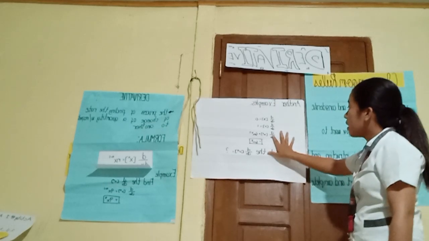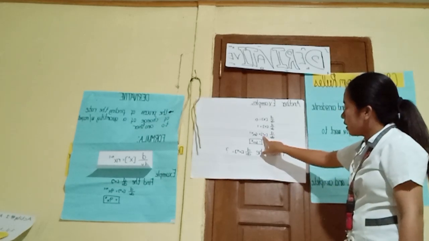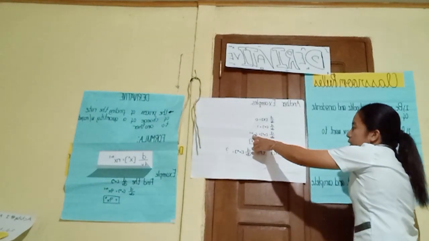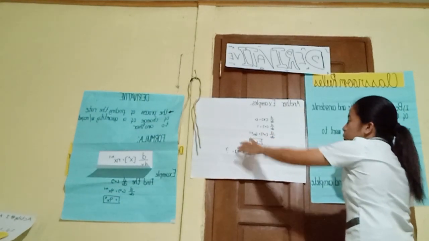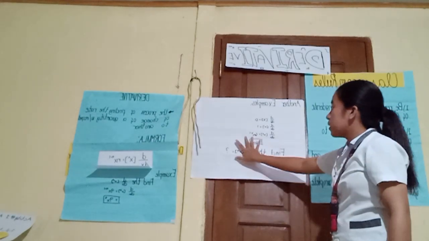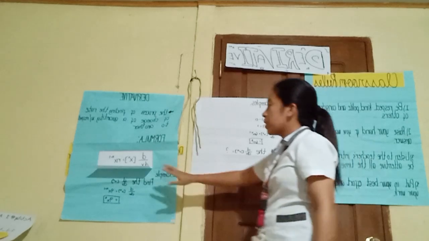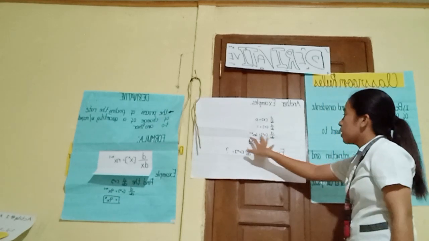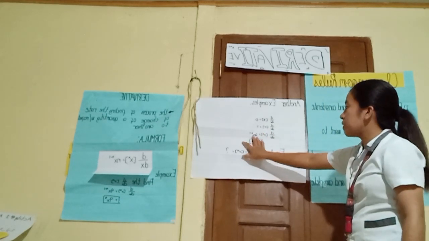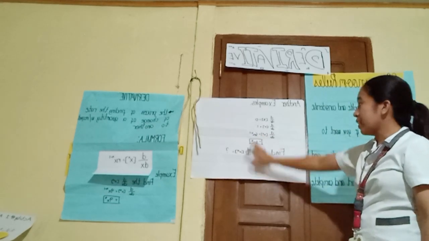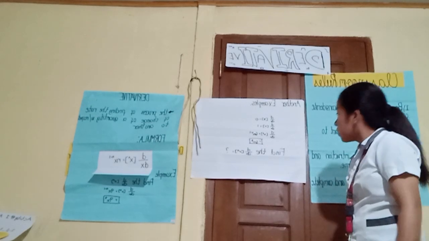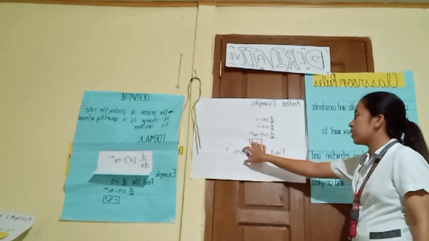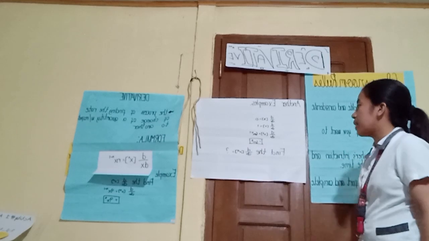d over dx of x to the 6 equals 6x to the 6 minus 1. That's why this is the first result, because of our formula. You put the 6 here, and the exponent becomes 6 minus 1. So the answer is 6x to the 5.